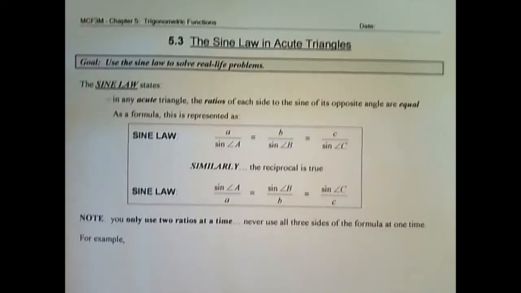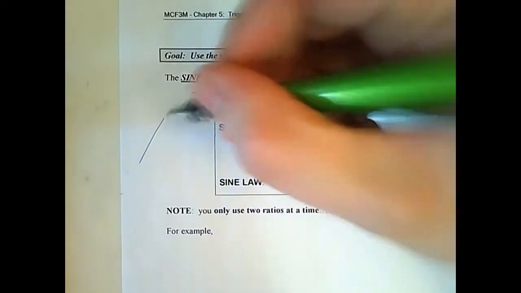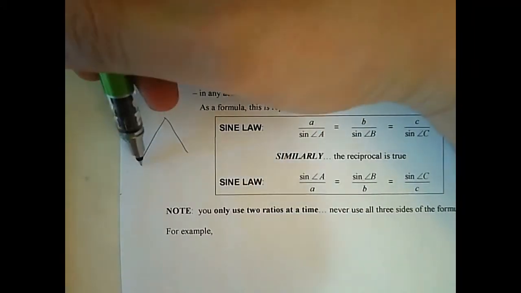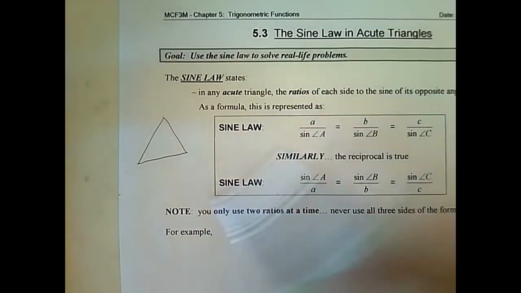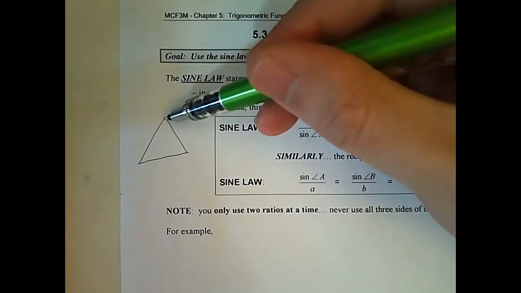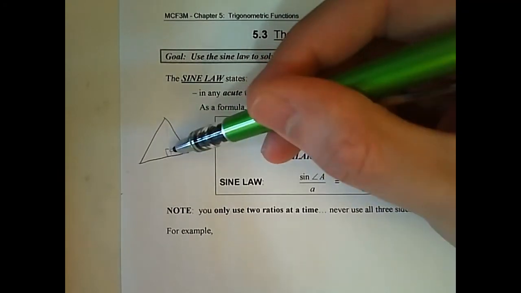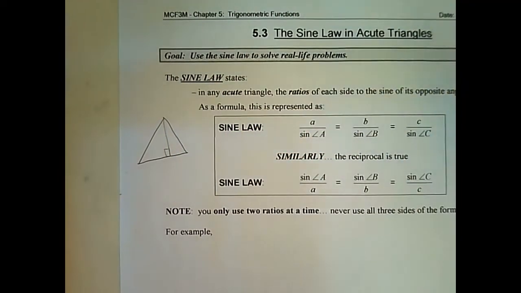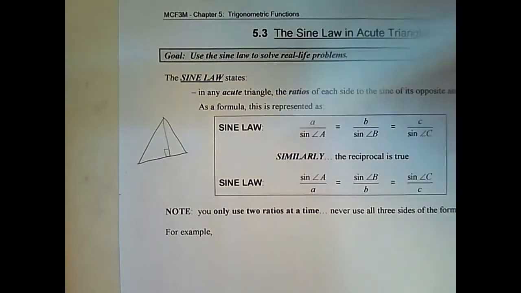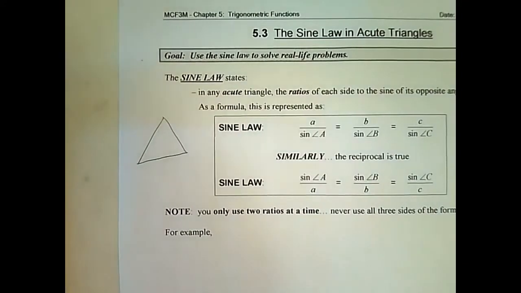So in 5.2, we examined triangles that didn't have a right angle in them, something like this. There are no right angles in here. What we learned last lesson was that if I make a line going down, I can make a right triangle in that triangle so that I can work out calculations. But there's another way to do that, so I don't have to do all that extra work. And that is with the sine law.